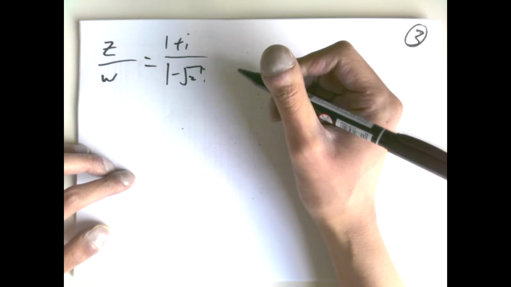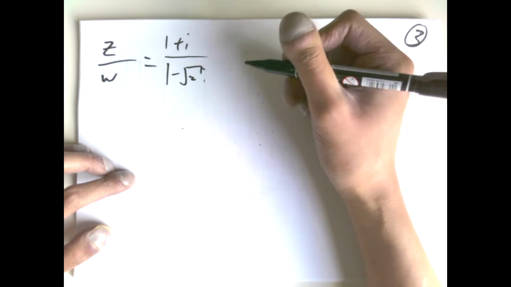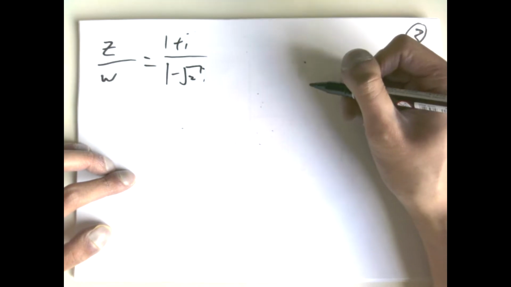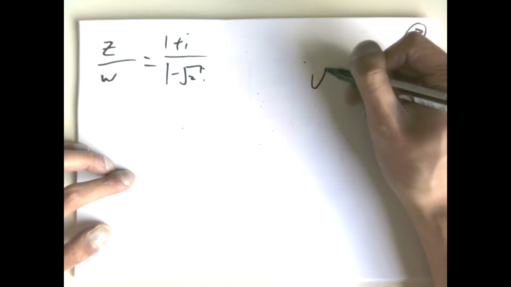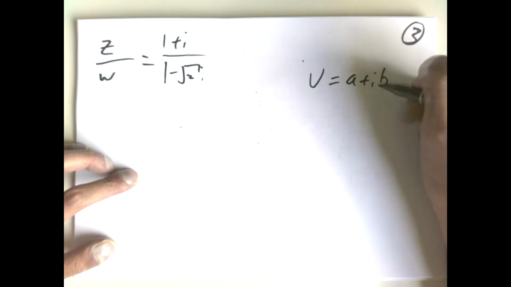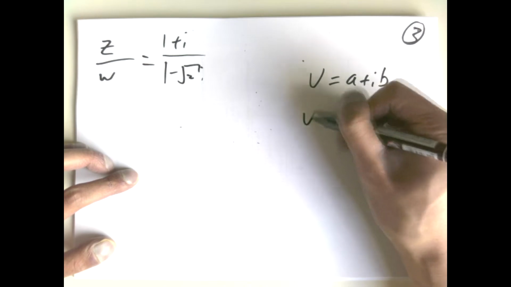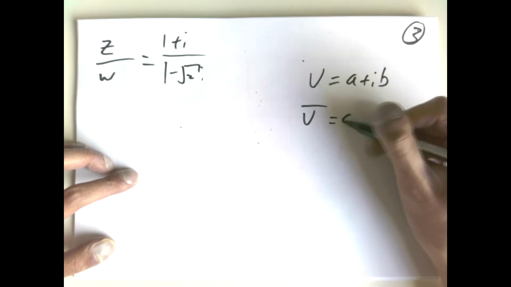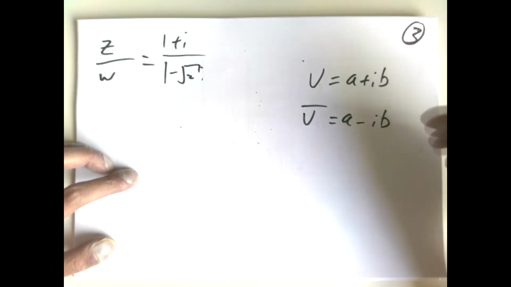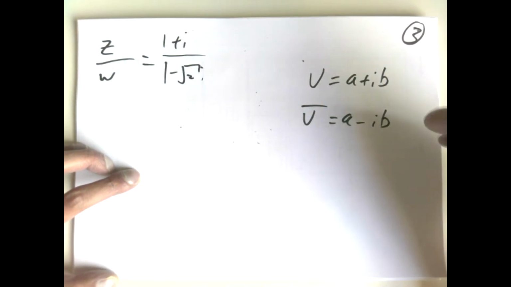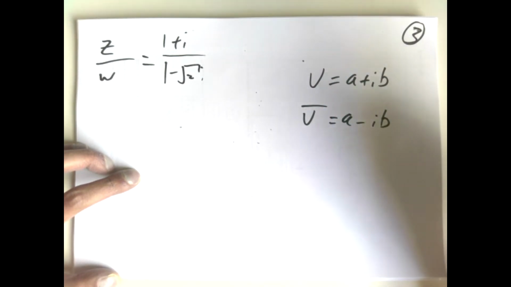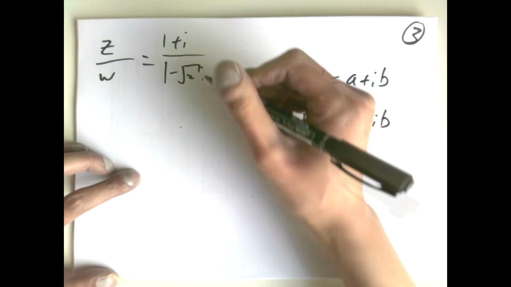We need to introduce something we call the conjugate. The conjugate of a complex number. So what is a conjugate? Let's say we get a complex number called v, which is equal to a plus ib. Its conjugate, denoted by v bar, is going to be a minus ib. We simply just take the imaginary portion and we flip the sign. If it's plus, we go to minus. If it's minus, we go to plus. That's it.